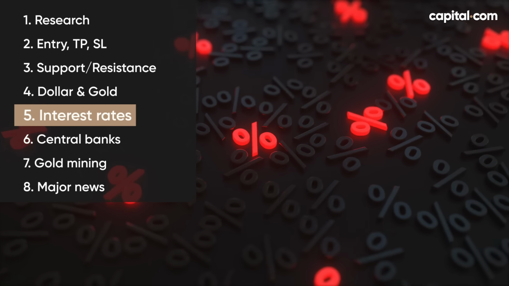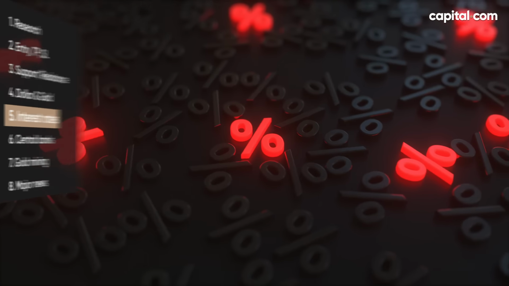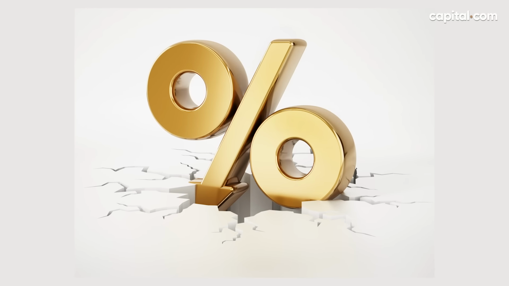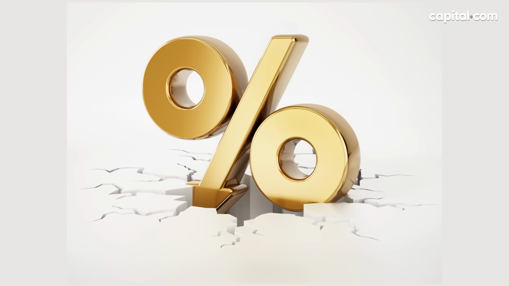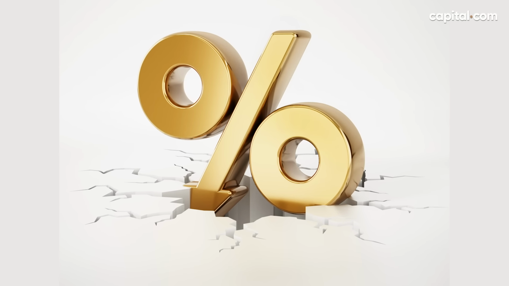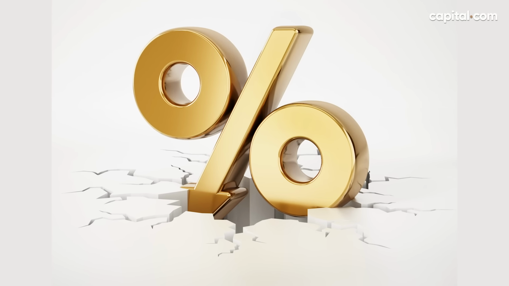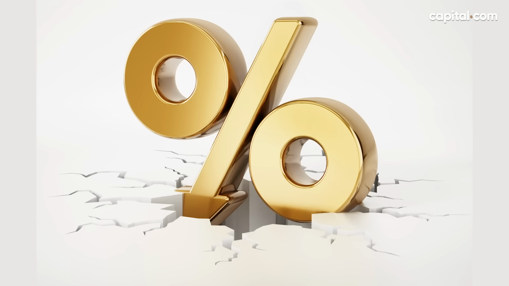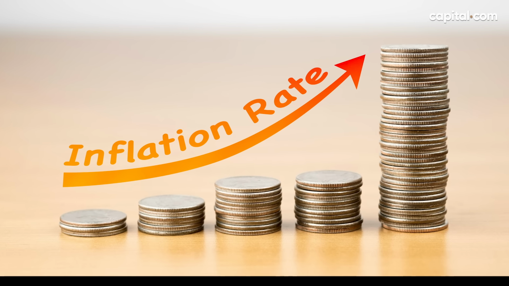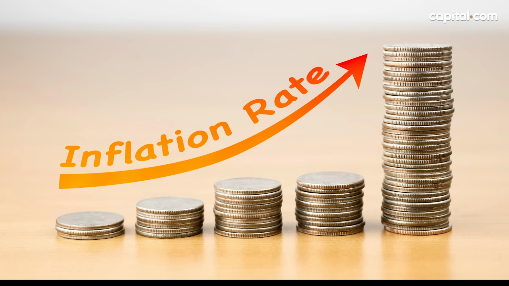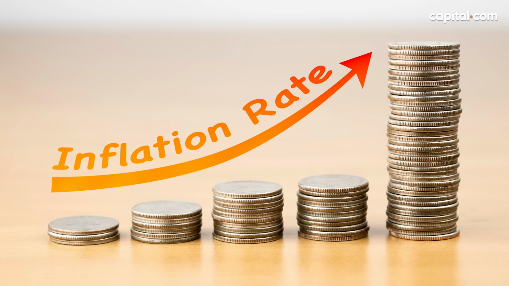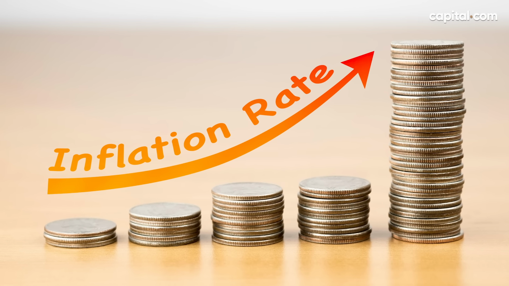The 5th thing you should keep in mind when trading gold are interest rates, or real interest rates to be more precise. Gold has a correlation with them, with prices typically rising when interest rates go down and prices of gold dropping if interest rates should rise. Real interest rates are calculated by subtracting the inflation rate from the nominal interest rate. This way, you get a percentage that is adjusted for inflation.